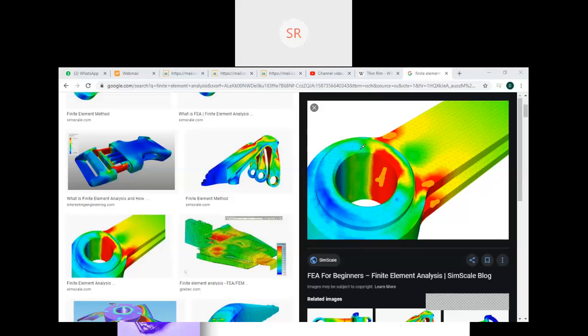So here what I need to do is make a model. The first thing is, according to the actual structure, I need to make a model, and after making the model, see here, this is a particular structure.